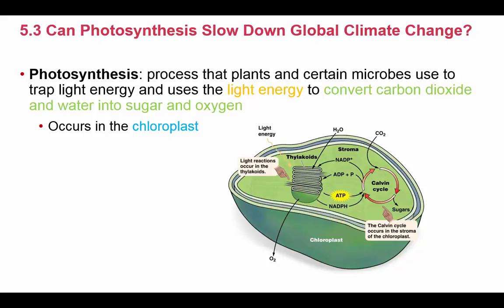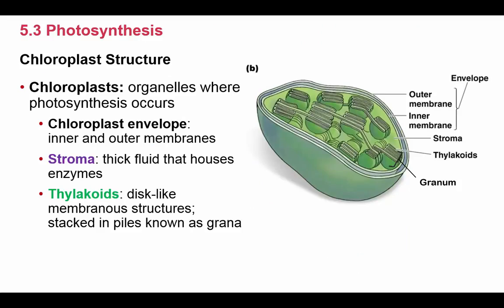Now, first off, we know that it's going to occur in the chloroplast of a cell. And again, it's converting carbon dioxide and water into sugar and oxygen. So let's look at the chloroplast itself. Now, chloroplast, again, it's going to be found in plants and certain microbes. And so every chloroplast has an envelope. The envelope has an outer and an inner membrane.